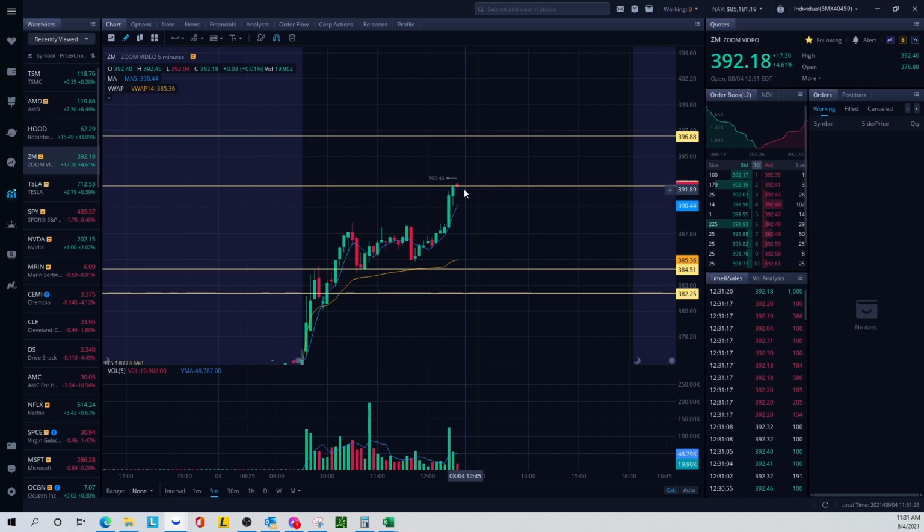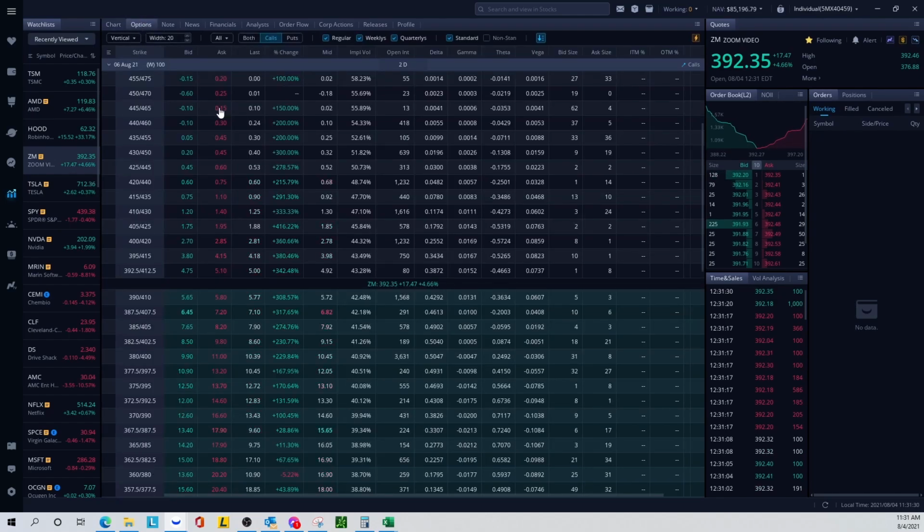So now that this is coming back down, if we look back at delta, it should also be coming back down. It did, from the 0.18 down to 0.17. So not changing a whole lot, but it is changing as that price fluctuates, as the stock price fluctuates.